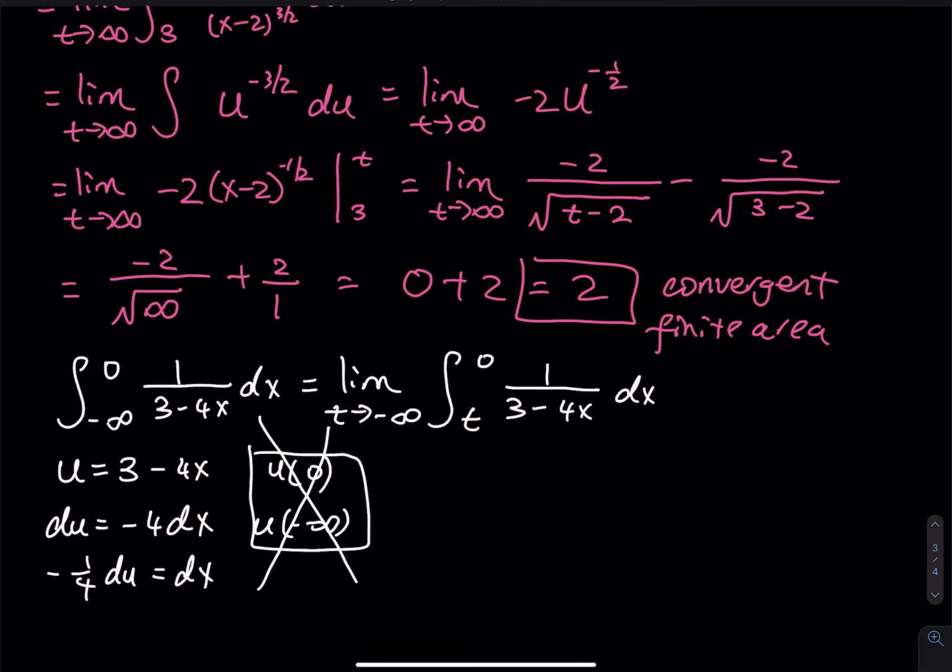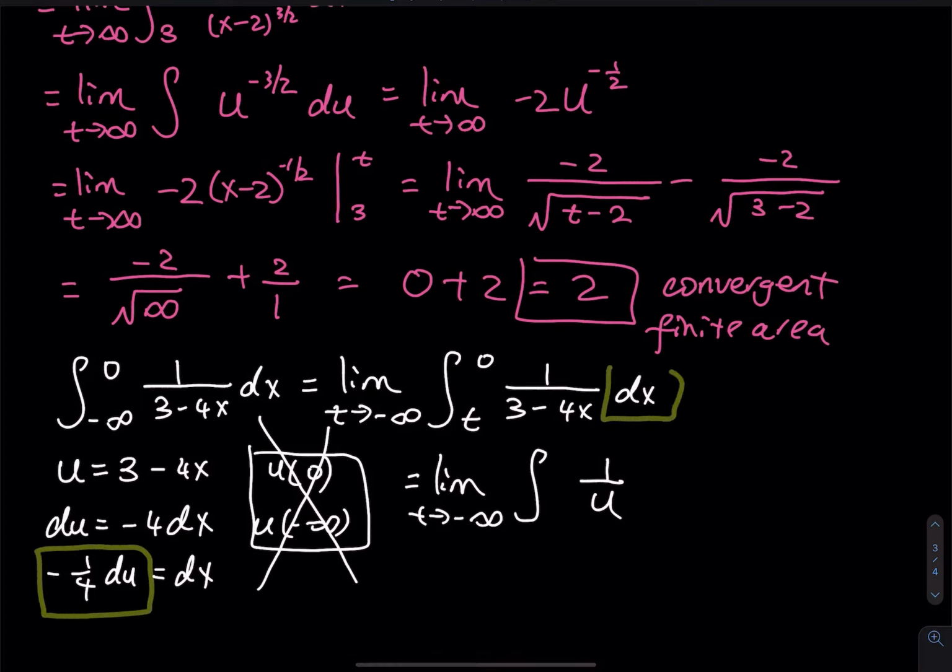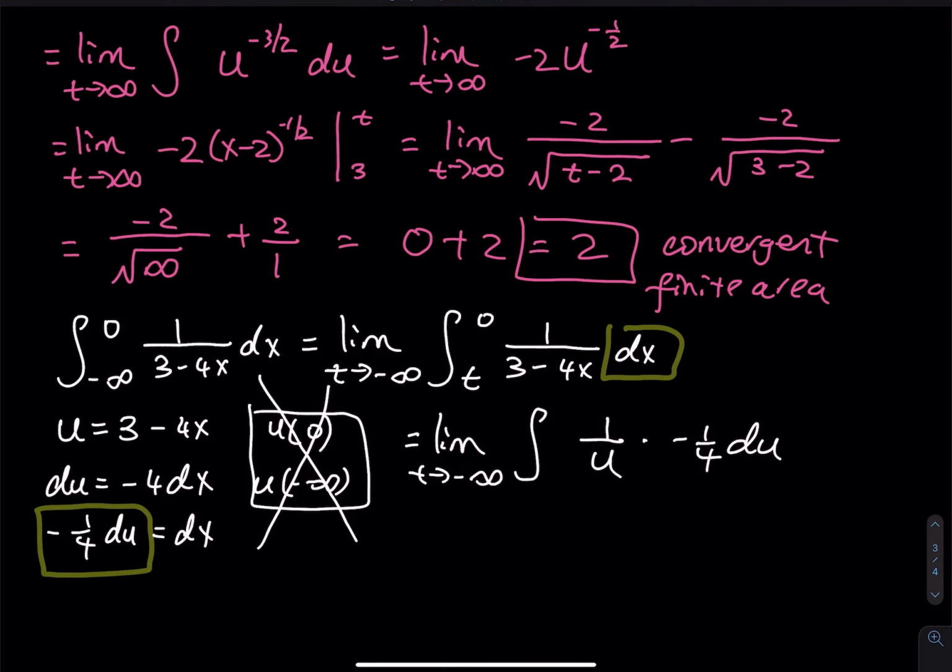Don't worry about this. All right, so we have limit as t approaches negative infinity. We have the integral of 1 over u, right? So the dx is equal to negative 1 over 4 du. Let me do a little highlight for you. So we have the integral of 1 over u times negative 1 over 4 du. Just do not write the lower limit and the upper limit. Just leave that blank. And then now we integrate.